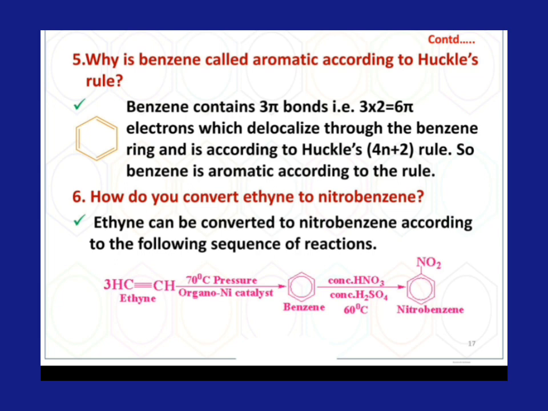How can we convert ethyne to nitrobenzene? Here first we know the structural formula of ethyne, with a triple bond between the carbons. In the presence of an organometallic catalyst at 70 degrees Celsius, we get benzene. If we get benzene, then we easily get nitrobenzene in the presence of conc. HNO3 and conc. H2SO4, by supplying heat above 60 degrees.